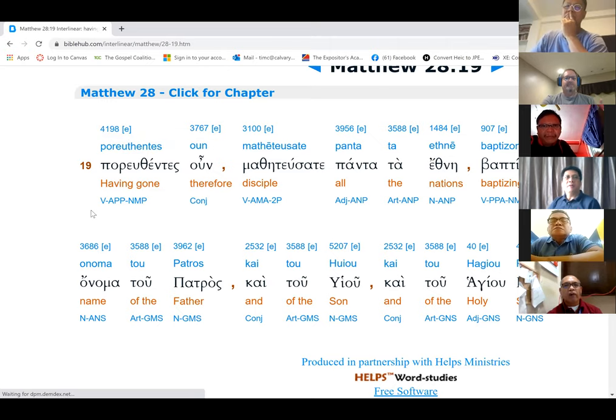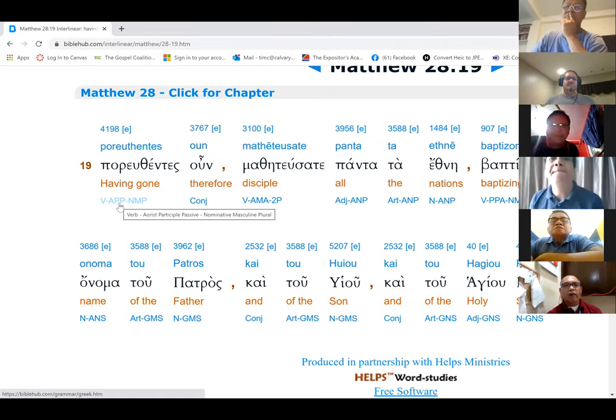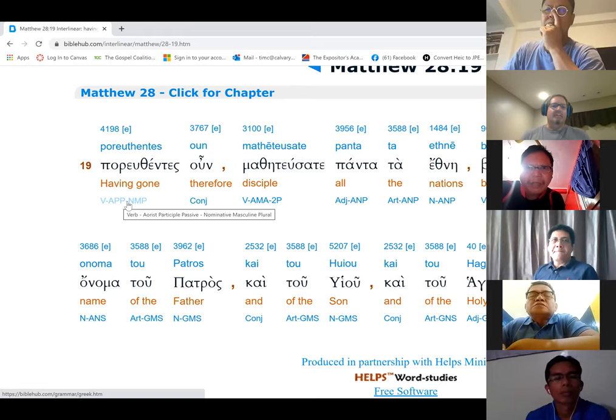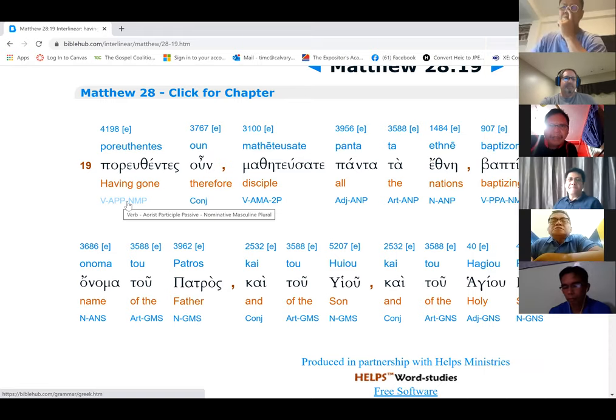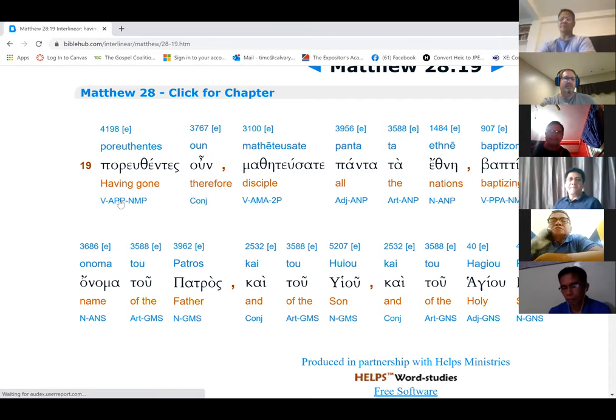But then at the bottom here, in that box there, can you guys see that? It says verb. That's what the V stands for. And then it has aorist, participle, passive, nominative, masculine, plural. Now, we don't have to worry about all the other stuff. But what is helpful is notice it says participle. It's a participle. And they translate it having gone or going. You don't have to worry about the fact it's aorist or passive right now.